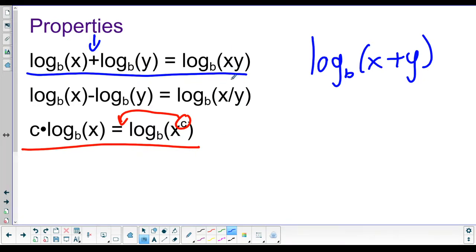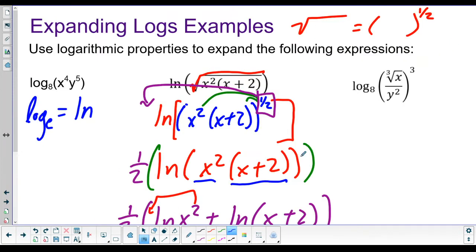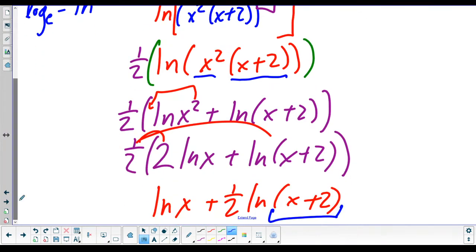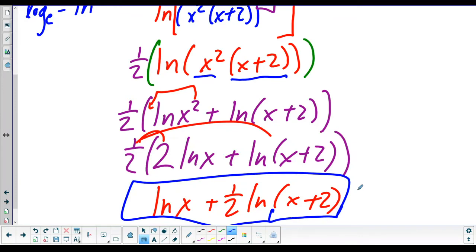There's no adding here, there's no adding here, there's no adding here. This thing cannot be condensed or expanded. This is unchangeable. This has to stay the way it is. So if you have adding or subtracting inside your logarithm like this, there's nothing you can do about it. This ln of x plus 2 is stuck the way it is. So this is our expanded logs.